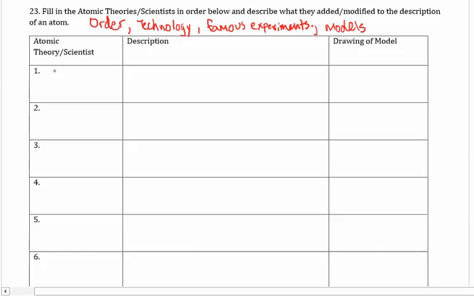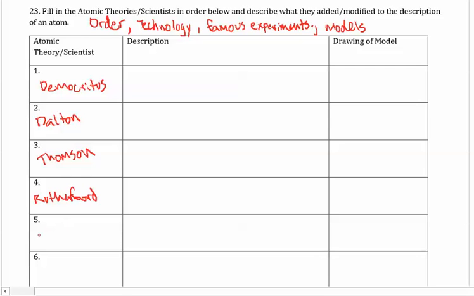So the first thing that we're going to talk about is order, and I'm going to kind of go through all those first. So the first person on the list is Democritus. He was the one who lived a few thousand years ago. Then we've got Dalton. He is much more recent, but still pretty far back. The next one is Thomson. No P. Thomson. Number 4 is going to be Rutherford.